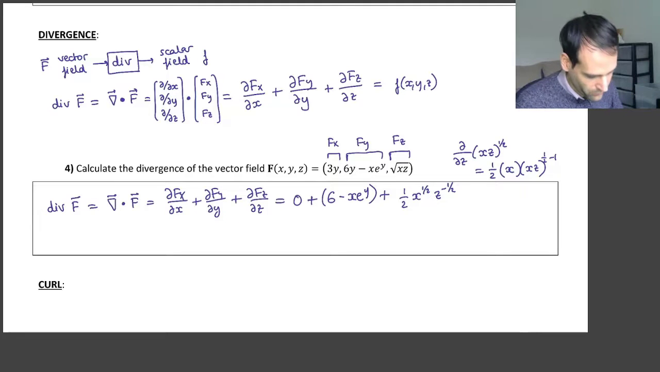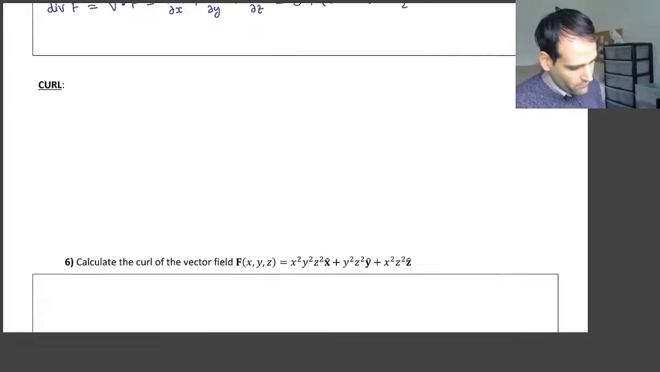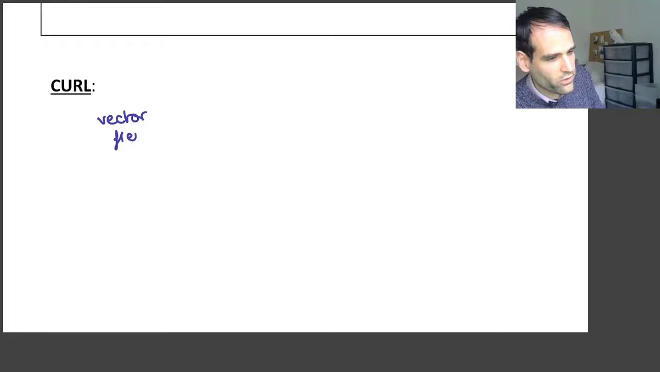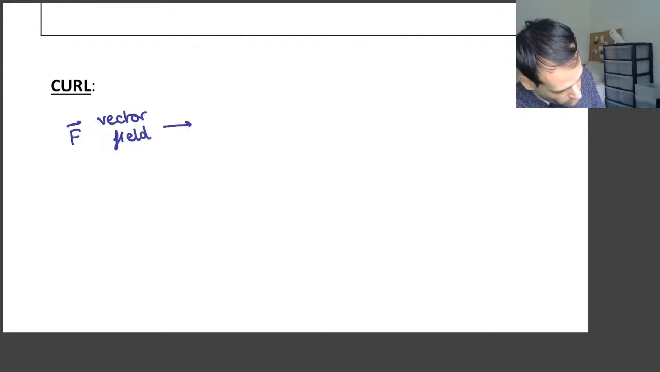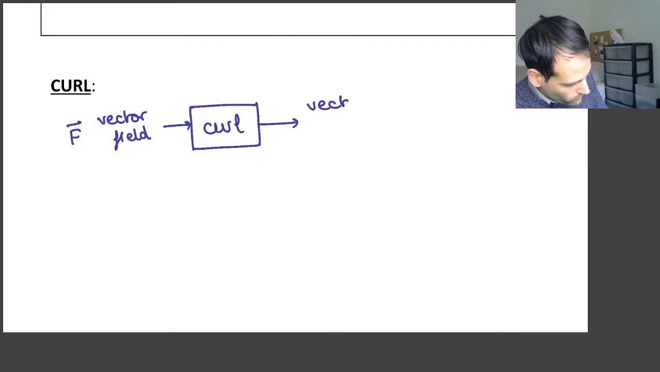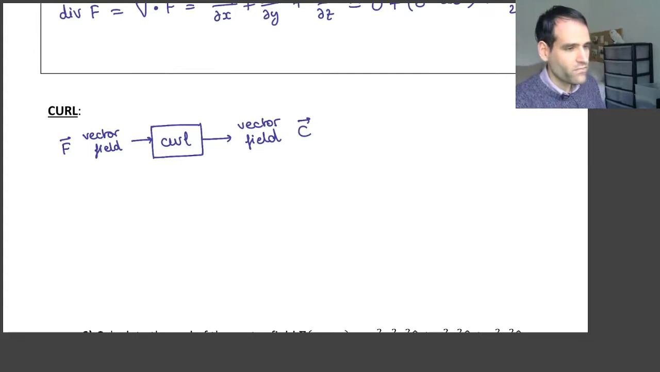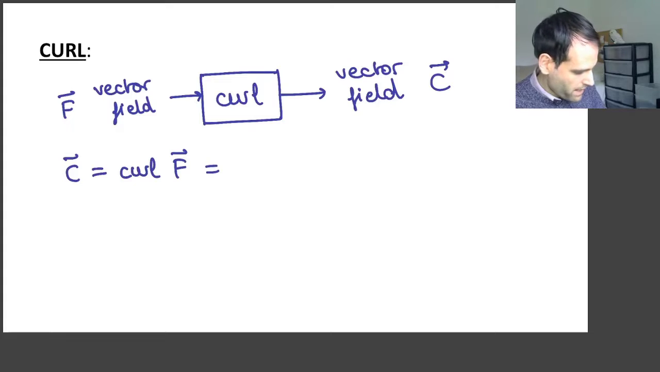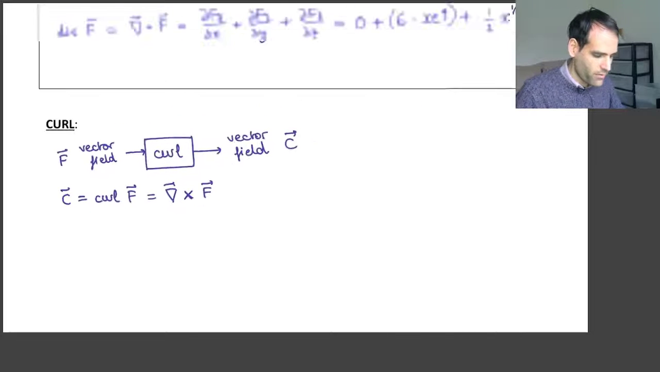Okay, who's next? We are only left with the curl. So the curl is an operation which acts on a vector field, which we are going to call f. You apply the curl, and the result is another vector field, which let's call it c for curl. Okay, and how do we calculate it? Well, it's very easy. C is equal to the curl of f, and it is nabla vector cross product with f vector. Okay, see how nice it is.